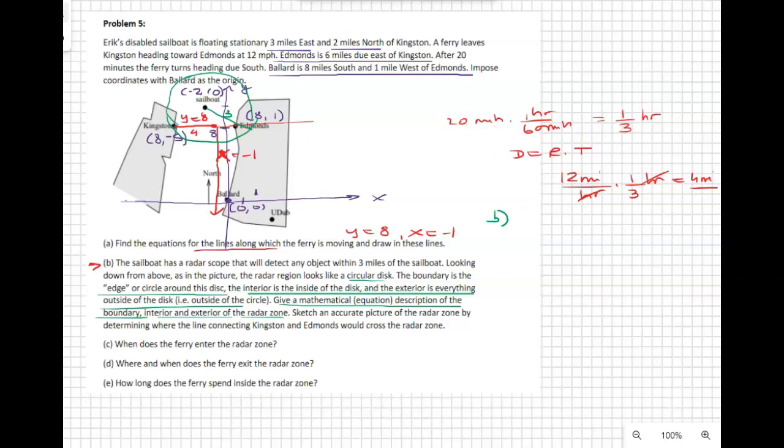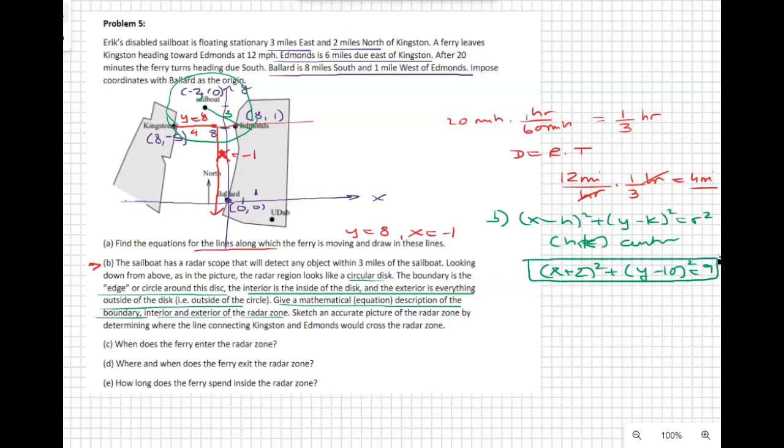The equation of a circle is x minus h squared plus y minus k squared equals r squared, where h and k are the center and r is the radius. We know it's centered at -2 and 10, so those are h and k. So we have x minus -2, so x plus 2 squared, and then y minus 10 squared equals 3 squared. So this is the equation of the boundary.